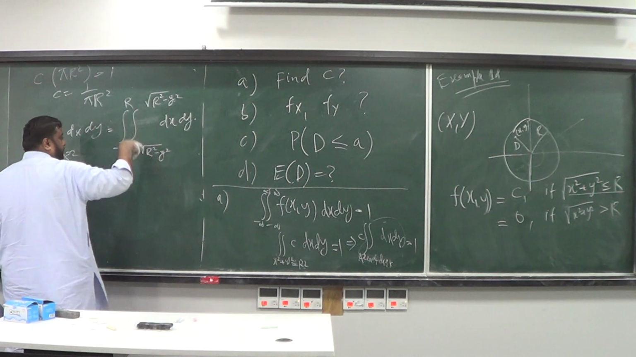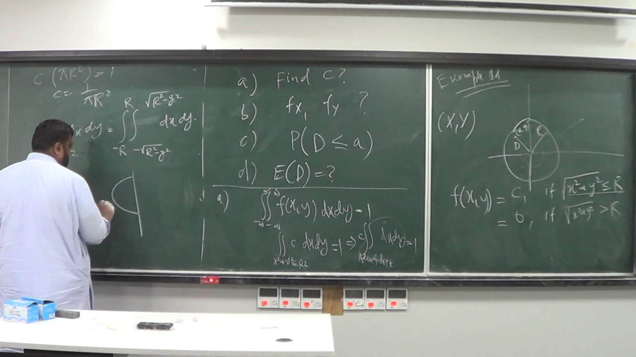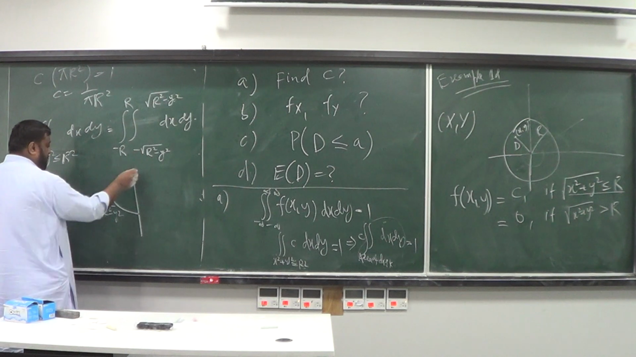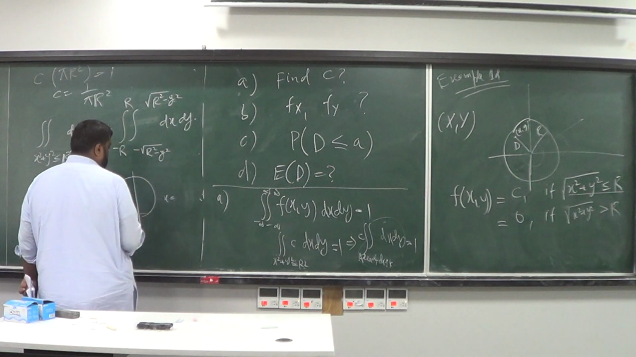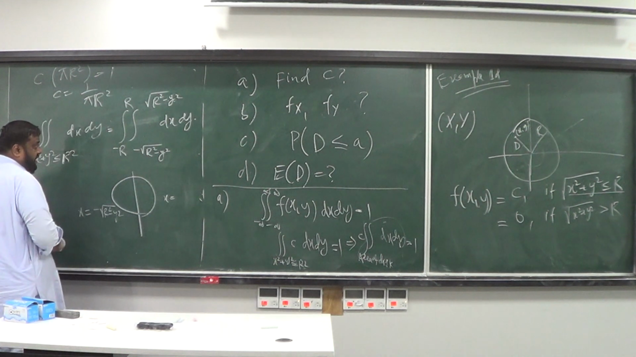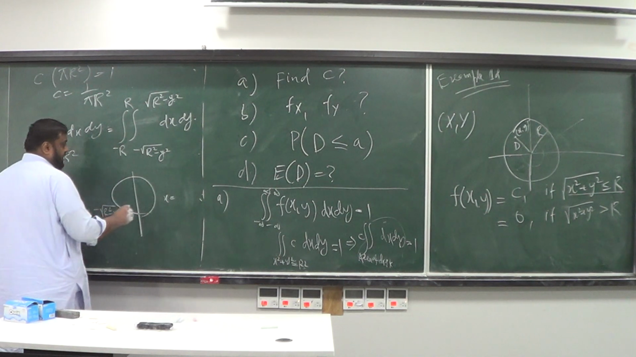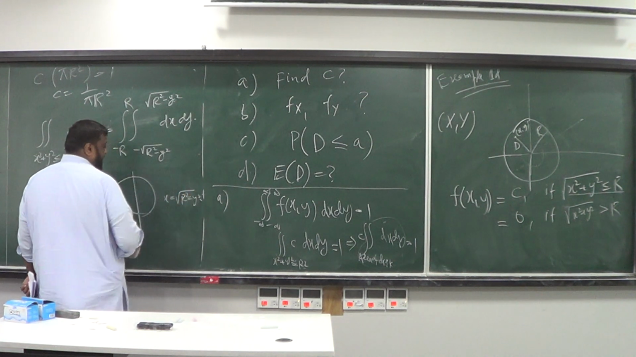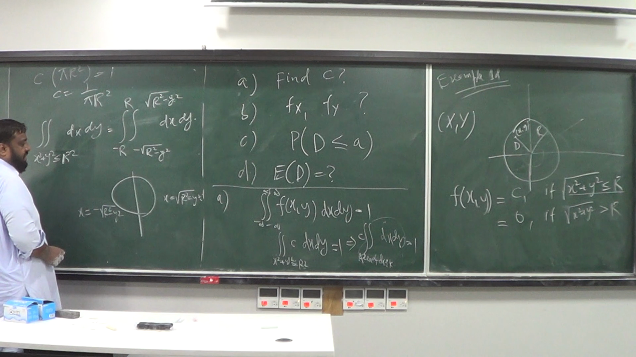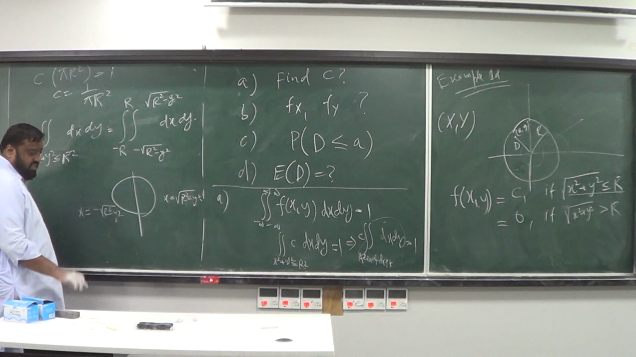By the way, once again, if you can't see this, the lower half of the circle has the equation x equals minus the square root of r squared minus y squared, while the upper half has x equal to plus the square root of r squared minus y squared. So x is varying between these two points always, no matter where you are.